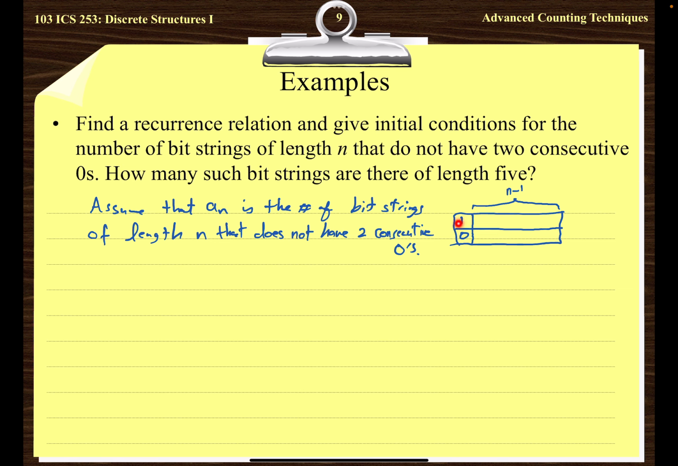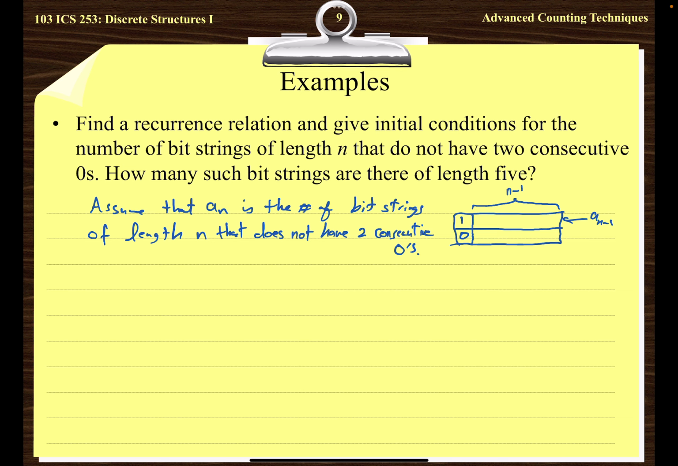Wouldn't that be an minus 1? Because you said here, I don't have any restrictions. It applies to any bit string of length n minus 1. If you find the number of bit strings of length n minus 1 that do not have two consecutive zeros, then you have found the bit strings of length n that do not have two consecutive zeros and start with a 1. So basically the number here is an minus 1.